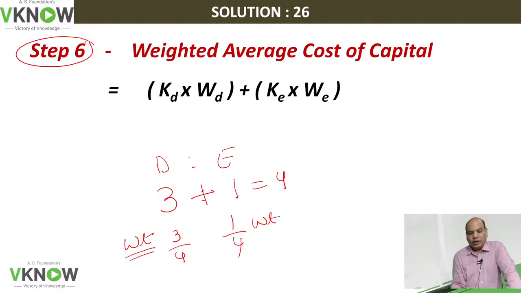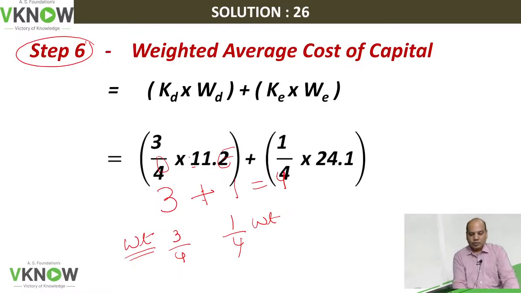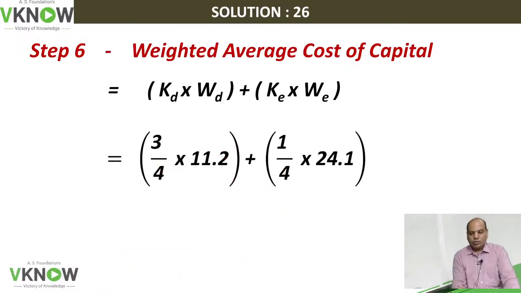Formula for weighted average cost of capital is KD into WD plus KE into WE. The debt equity ratio of this project is 3:1. 3/4 into 11.2. Very good. Plus 1/4 into 24.1.